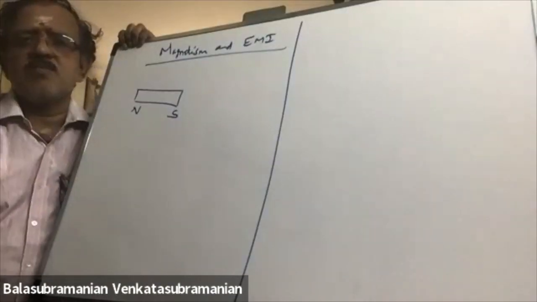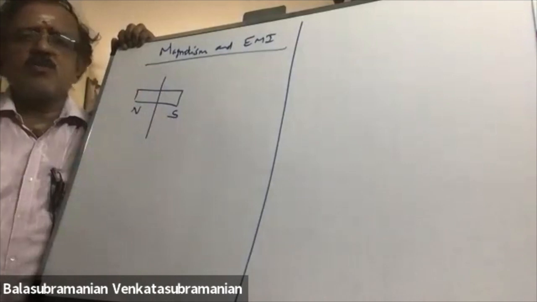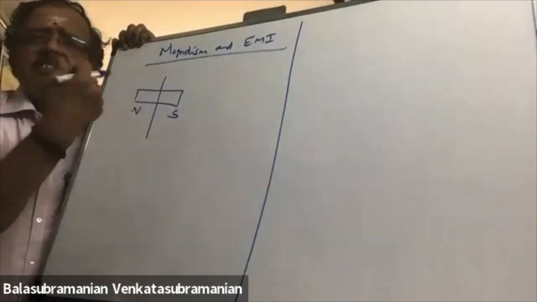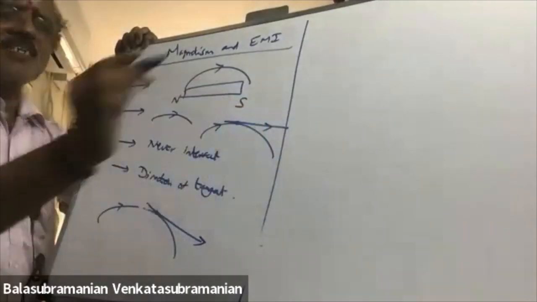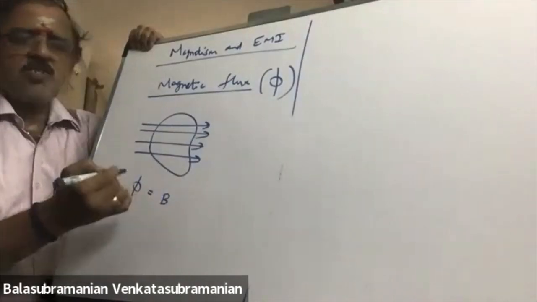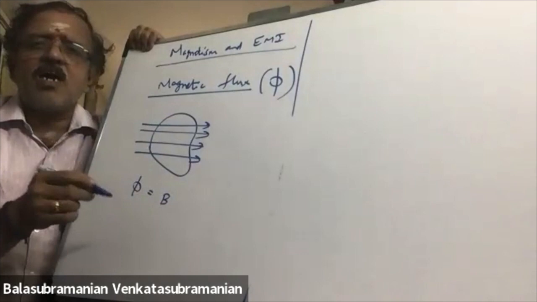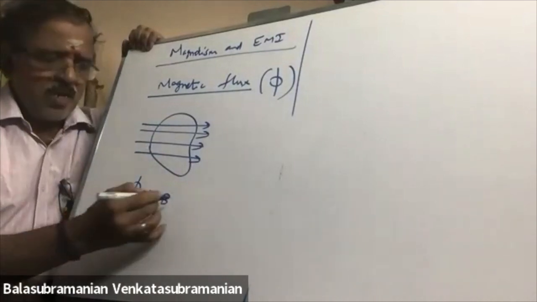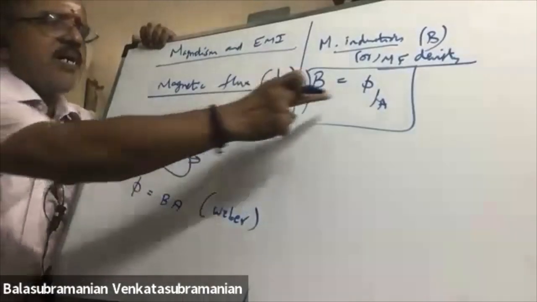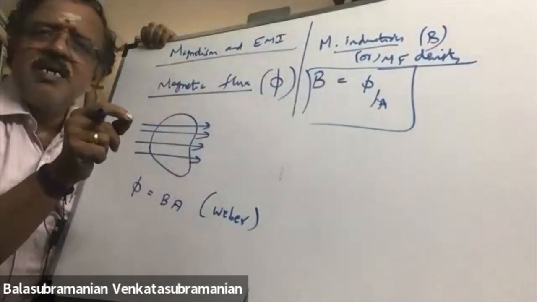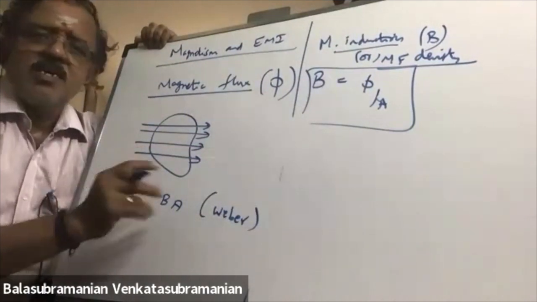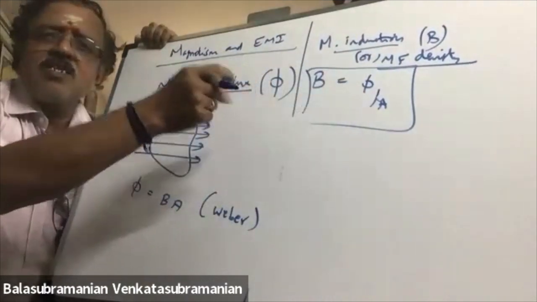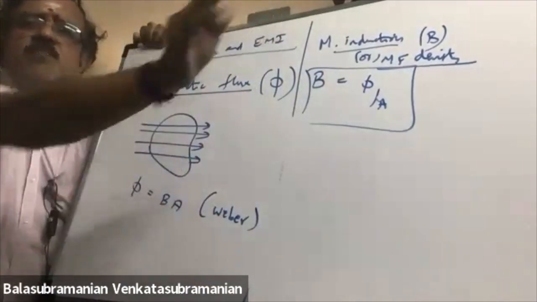North-south only it exists. You cut the magnet into two: north separated, south separated, sir? You cannot separate. Tangent direction only gives the magnetic line direction. That is called the magnetic flux. B is called magnetic flux density or magnetic induction. A is called area. The number of magnetic lines passing through a given area is called magnetic flux. The number of magnetic lines per unit area means magnetic induction.